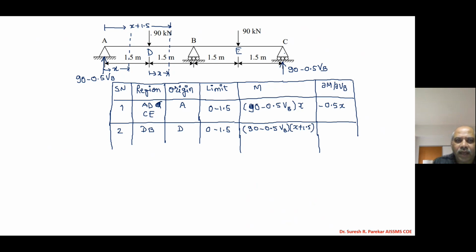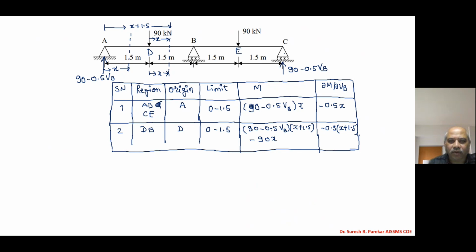Then due to the 90 load, we have minus 90 into X. Then we take the derivative with respect to VB, so we have minus 0.5 into X plus 1.5. This is what is expected: if we have this problem in the examination, we have to go till this. We have to find the derivative with respect to VB. We need not go for calculations to find the value of VB.